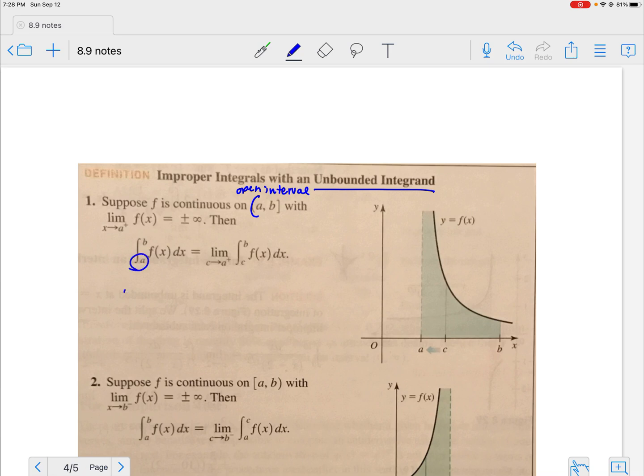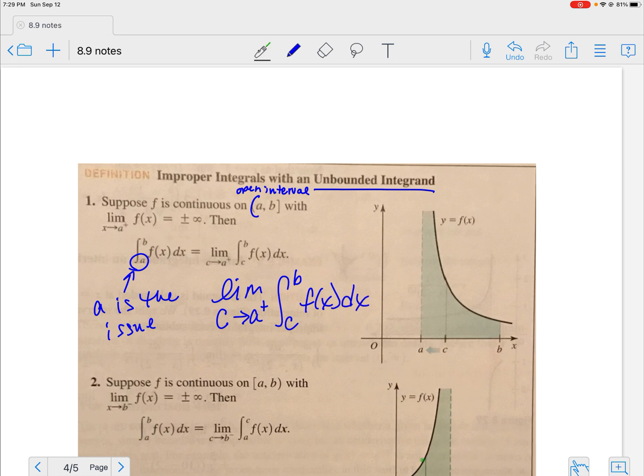So if I'm looking at this, in this particular instance, A is the issue. That is the one that I'm taking a limit of, but look at what's happening. I'm going to take the limit here as C approaches A from the right of my integral of C to B. I don't know why I'm rewriting this. Apparently I just really liked it.